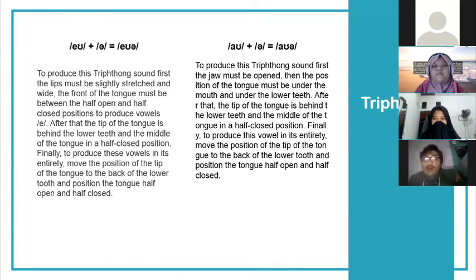Next is A plus E. If we combine, we can say it. To produce this triphthong sound, first the jaw must be opened, then the position of the tongue must be under the mouth and under the lower teeth. After that, the tip of the tongue is behind the lower teeth and the middle of the tongue in the half closed position. Finally, to produce this vowel in its entirety, move the tip of the tongue to the back of the lower teeth and position the tongue half open and half closed.